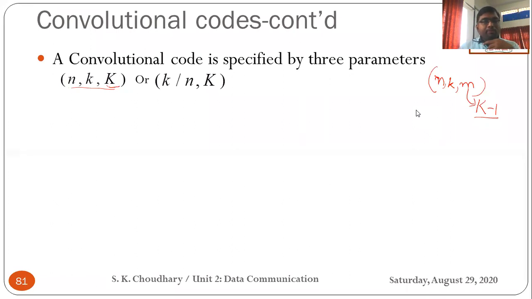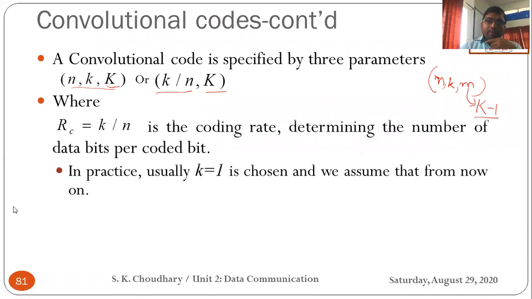So a convolutional code is specified by these three parameters, n, k, capital K. Or it can also be represented in terms of code rate, k by n, and constraint length, where small k by n is nothing but the coding rate, represented by capital R C. That is the number of bits in the message upon the number of bits in the code word. It determines the number of data bits per coded bits.